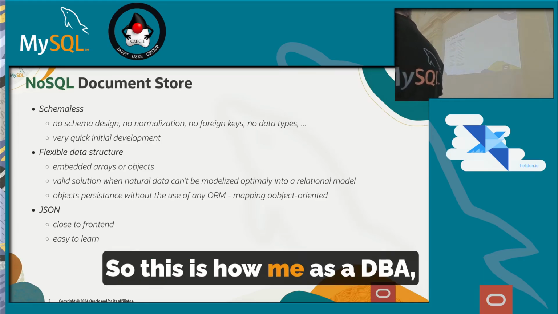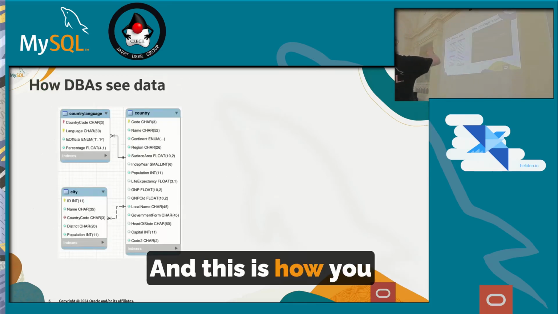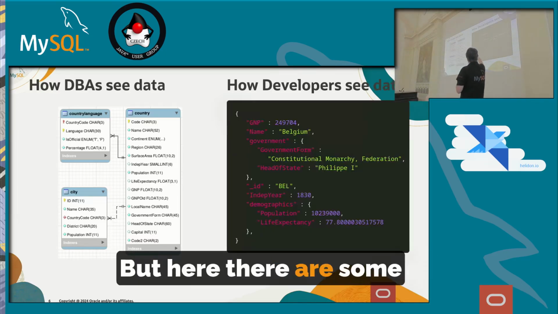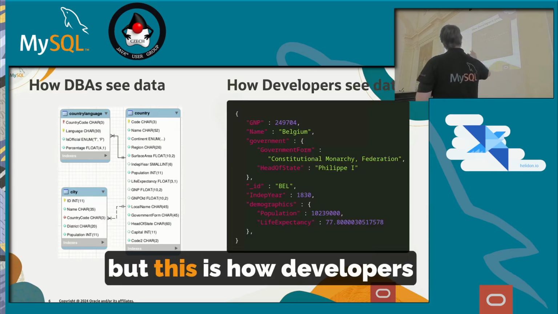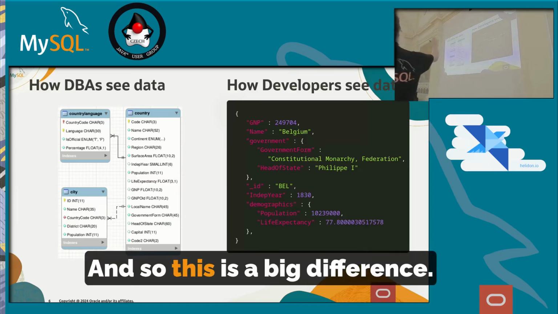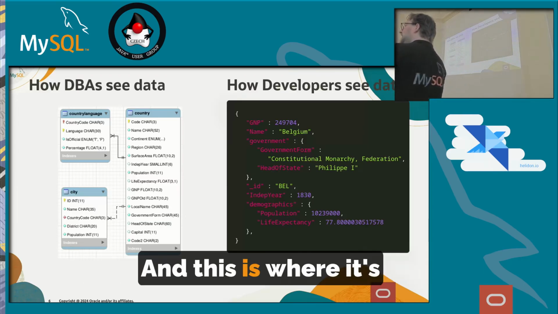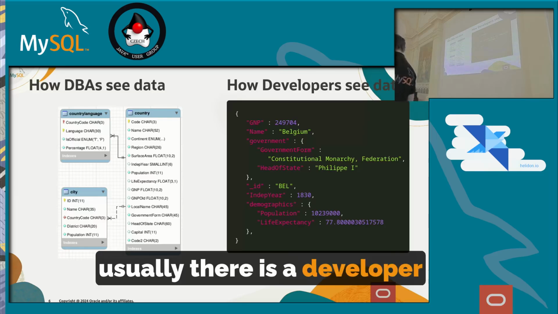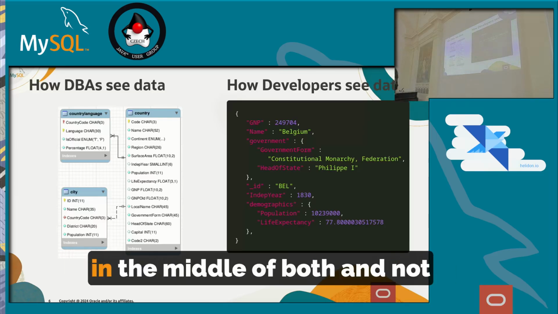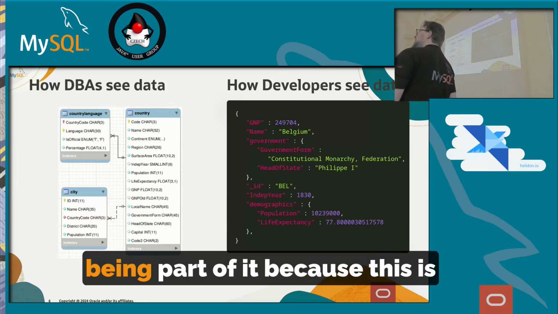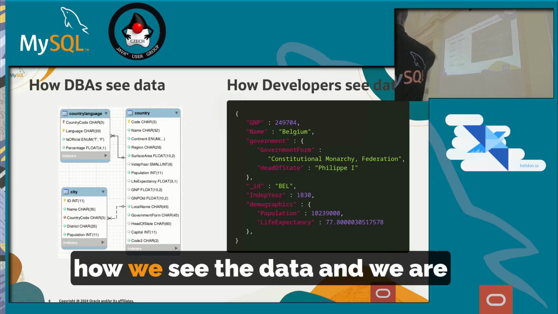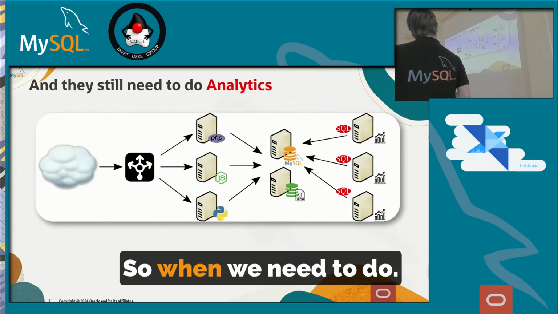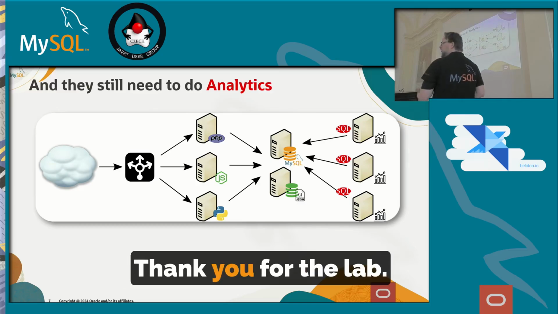So this is how I, as a DBA, see the data, but this is how you, sorry, you don't even see it because of the light, but here there are some attributes and stuff, but this is how developers usually see data. And so this is a big difference, and this is where it's hard. When we talk about DevOps, usually there is a developer, the operator, and the DBA is just there in the middle of both and not being part of it. Because this is how we see the data, and we are maybe the only ones seeing data like that. Thank you for the light.